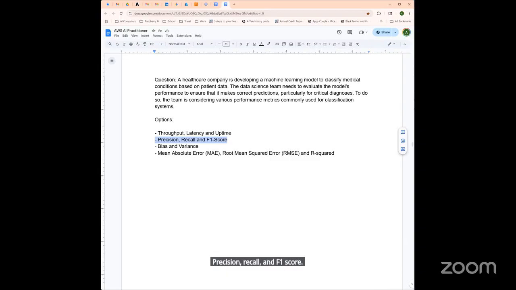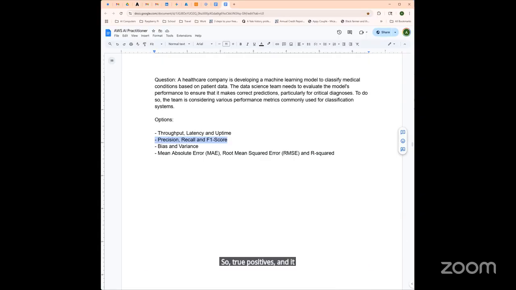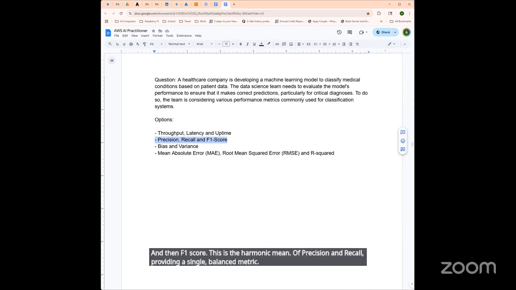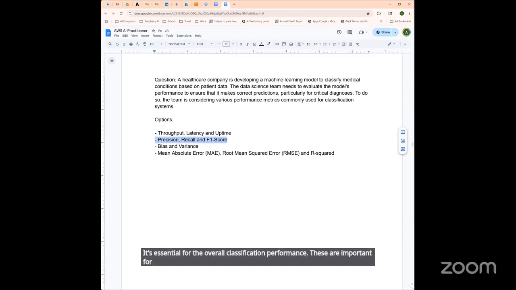These are the standard performance metrics for classification systems, right? Precision measures the accuracy of positive predictions, so true positives, and it's critical for minimizing false alarms. Recall measures the ability to identify all positive instances. And then F1 score is the harmonic mean of precision and recall, providing a single balanced metric. It's essential for the overall classification performance. These are important for healthcare for evaluating diagnostic accuracy.